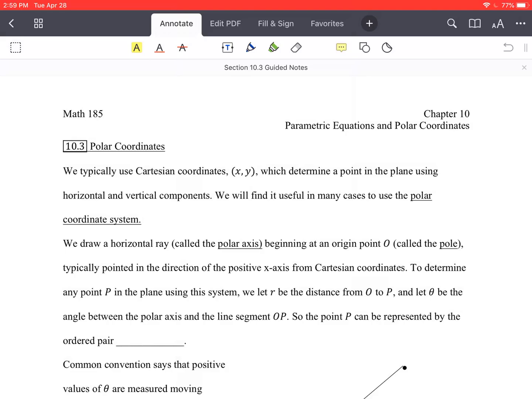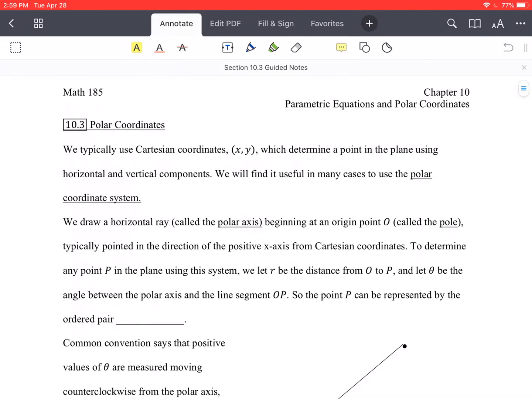Hey everybody, so we are in section 10.3 and we are looking at something kind of new, pretty fun topic, at least I think so, and that is polar coordinates. So we're going to learn an entirely new coordinate system today and do a bunch of examples with it, try to get you guys familiarized with this concept. A bit of a longer one today, so let's go ahead and just dive right in.